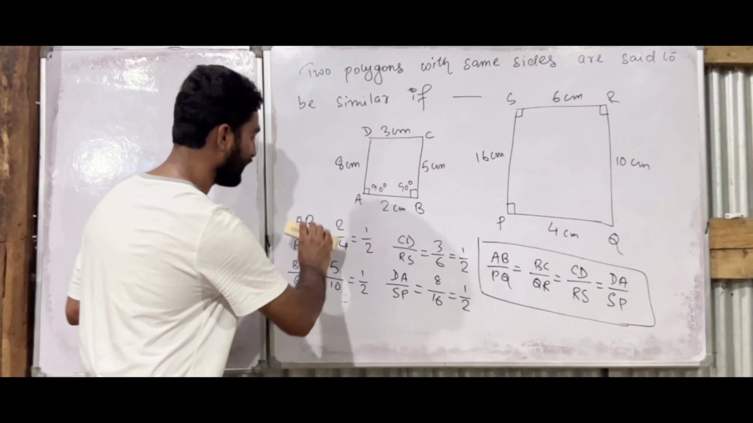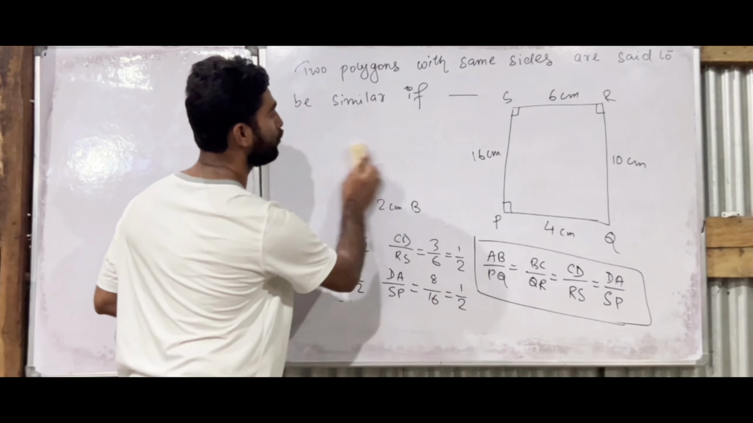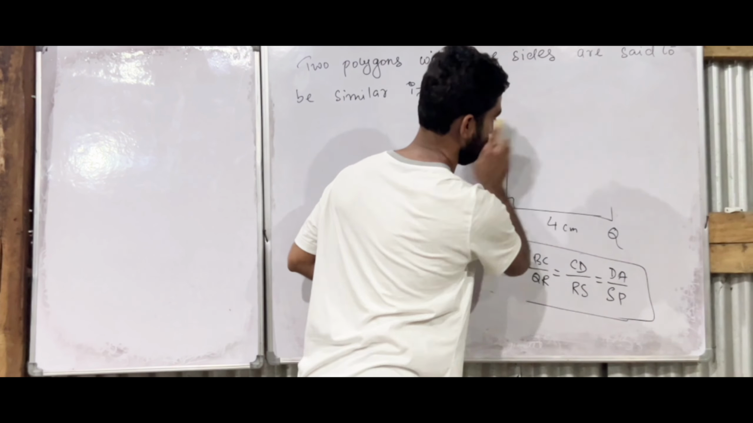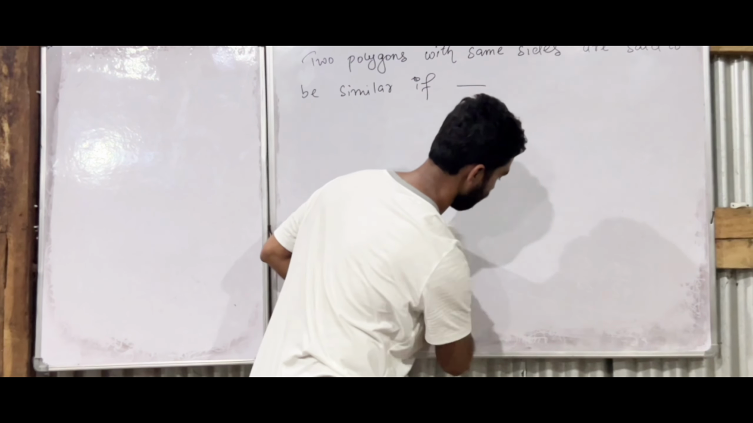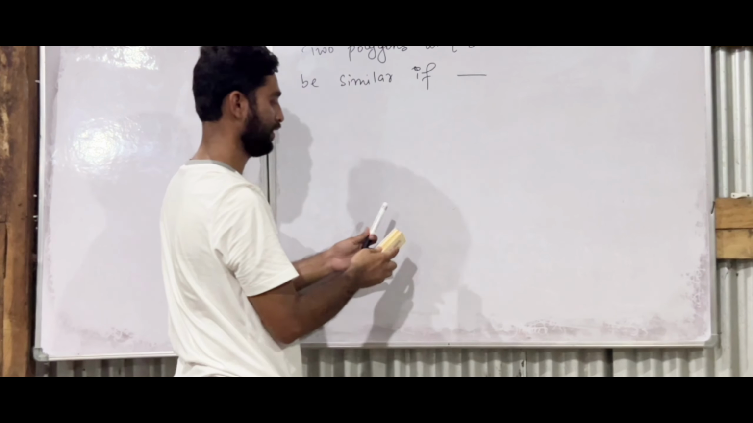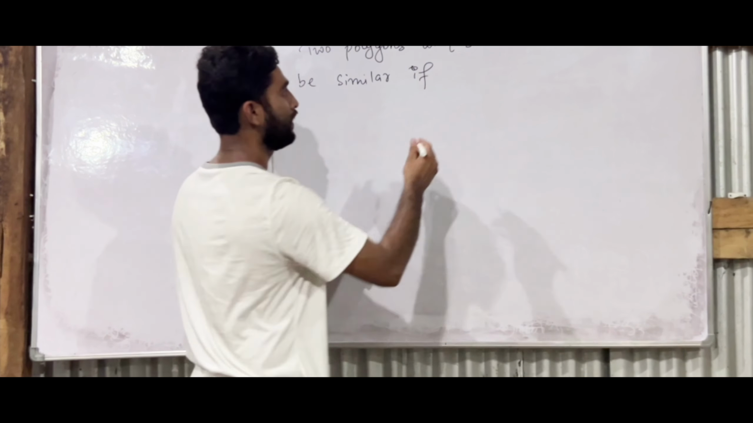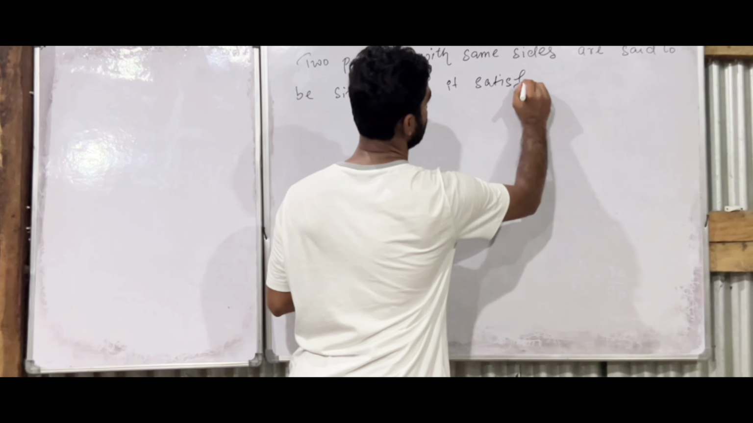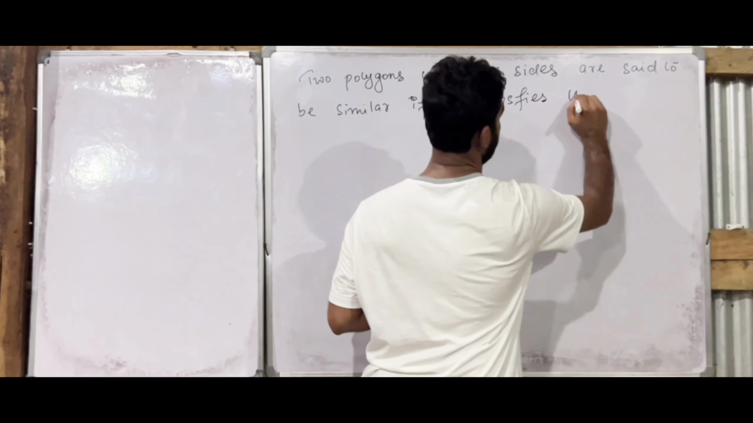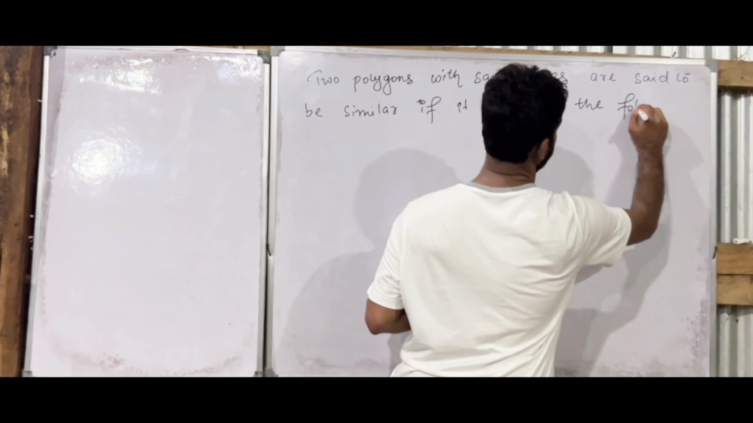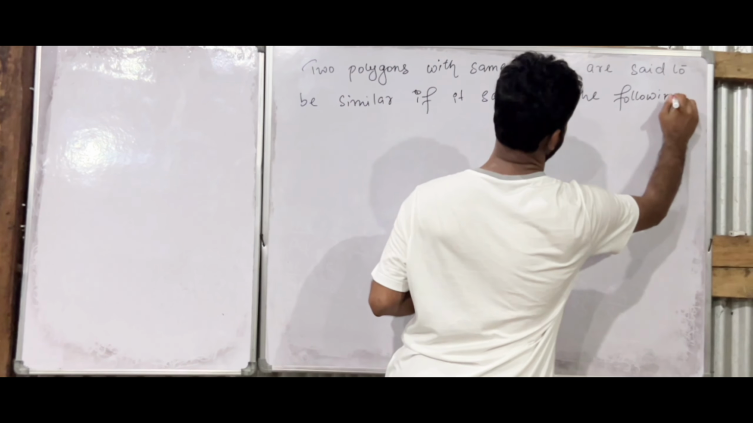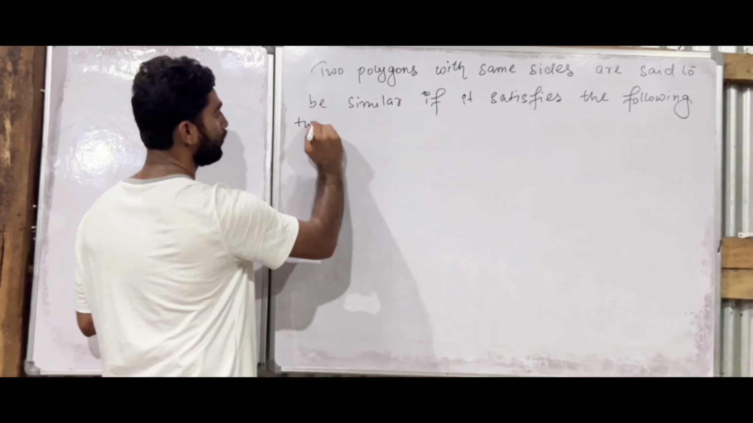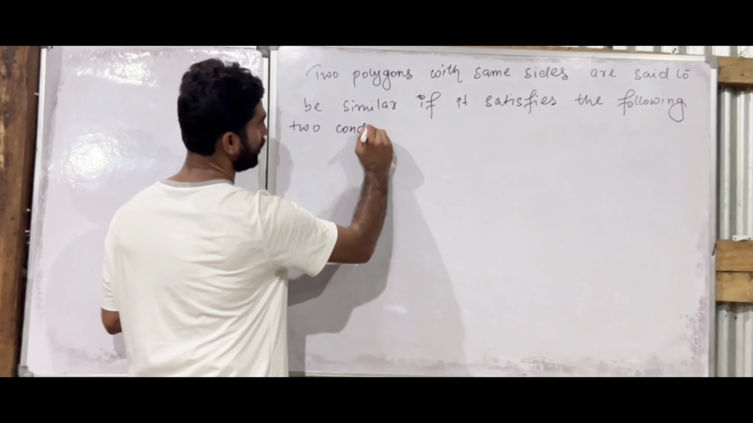So from this, what can we say? Two polygons with the same number of sides are said to be similar if they satisfy the following two conditions.